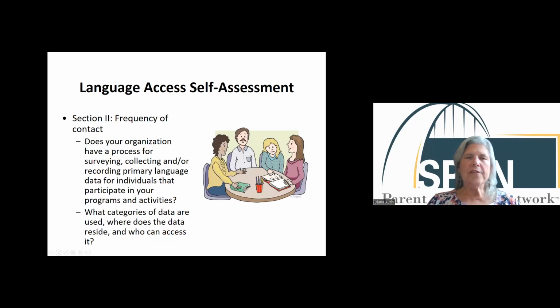Section 2 is frequency of contact. So does the organization have a process to survey, collect, and/or record primary language data for individuals that participate in the council's programs and activities? And what categories of data are used? Where does the data reside, and who can access it?